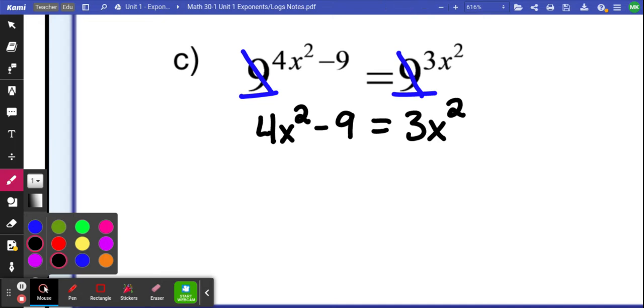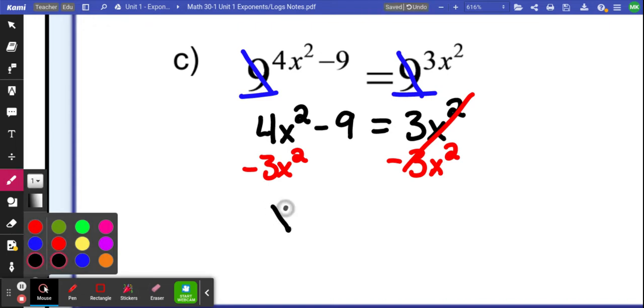Perfect. I'm still in solve mode. Next thing I identify, this is a quadratic equation. It's quadratic because the highest exponent is 2. That means I need to get to general form. I need to equal 0. So I'm going to subtract 3x squared to the other side so that I have general form. Like that.